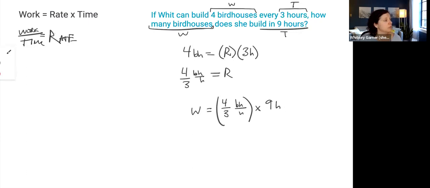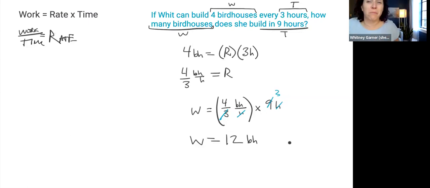9 hours. Note that our 9 hour units would cancel. 3 would go into 9 3 times. Right, so 3 goes into 9 3 times. And so we could solve it more formally. Work is 4 times 3 or 12, the units being birdhouses. Pretty simplistic. I feel like for most of you, you're probably looking at this thinking like, no big deal, right? Which is fine.